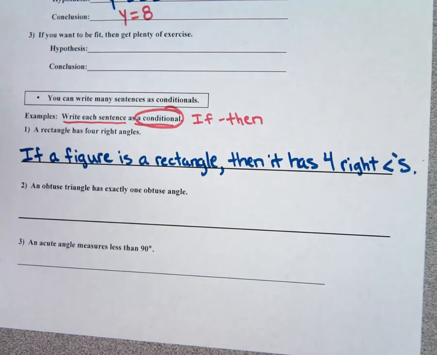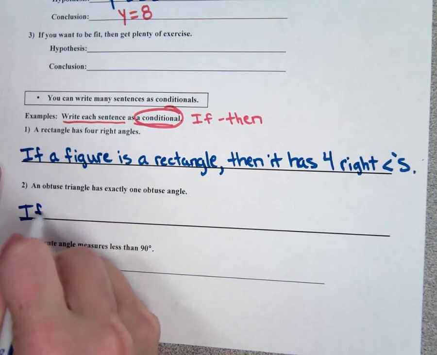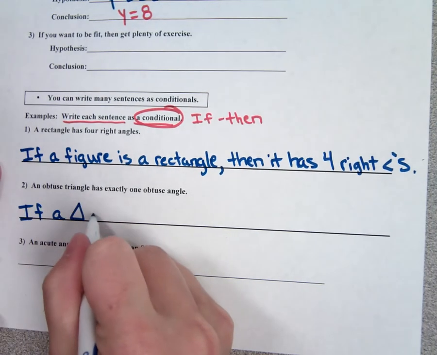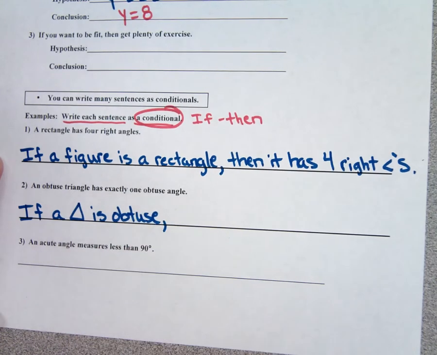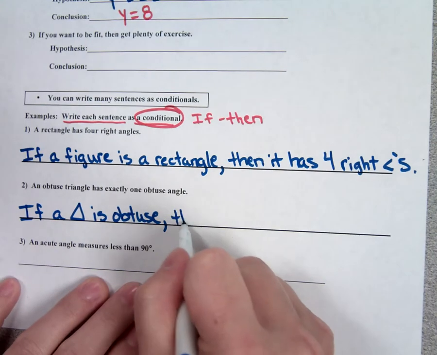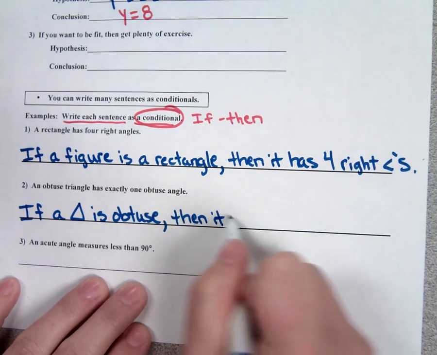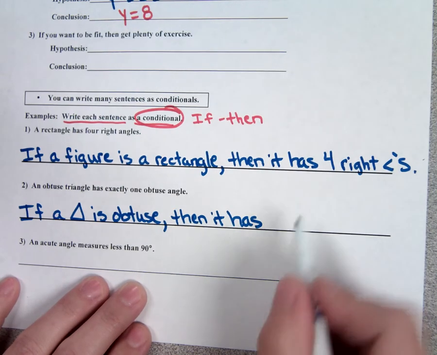Number 2 says an obtuse triangle has exactly one obtuse angle. So I could say something like, if a triangle is obtuse, then it has exactly one obtuse angle.